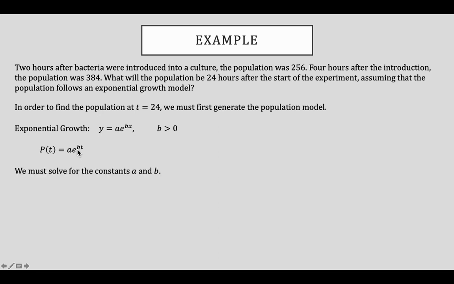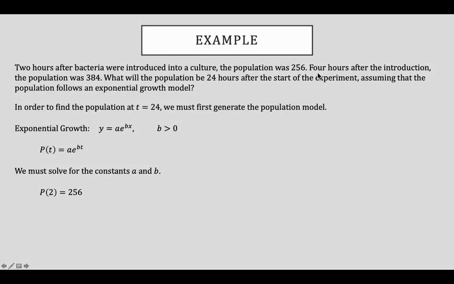And in order to do that, we have to think about how we can use the given information. All right, what are we told? Well, let's look at this first sentence here. 2 hours after bacteria were introduced into a culture, the population was 256. This means if I plug in 2 for time, I have to get out 256. In other words, P of 2 is equal to 256.